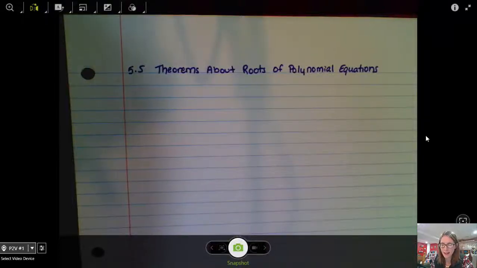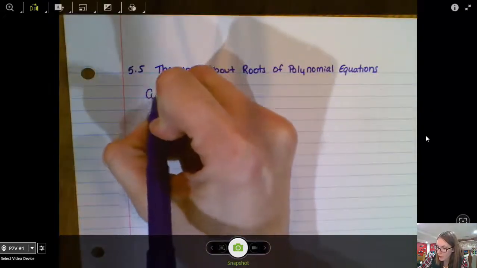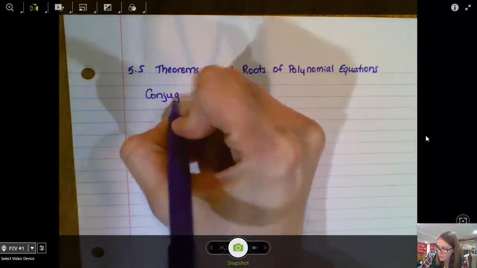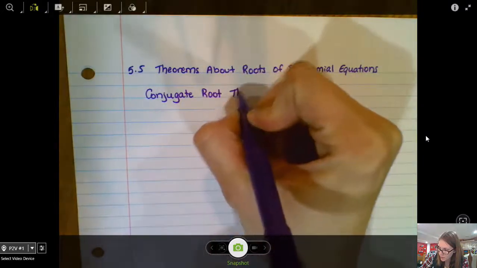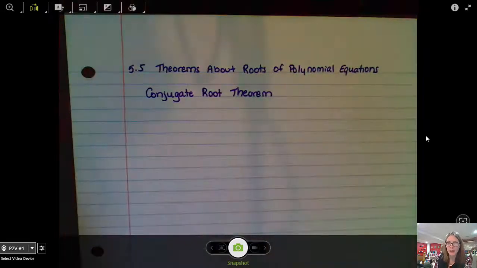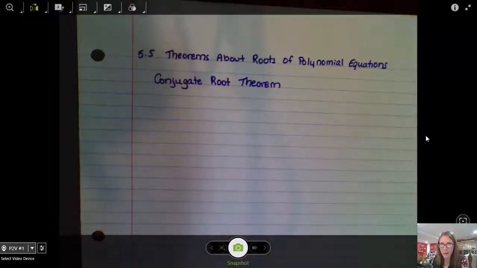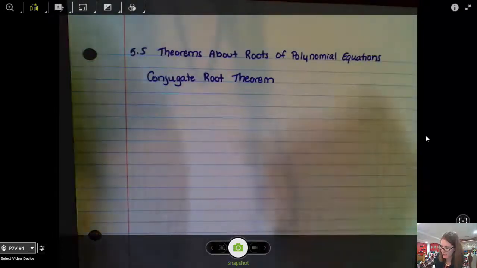All right, we are still working in section 5.5, some theorems about roots of polynomial equations. Now, we already learned about the rational root theorem, but we have two more theorems to learn in this section. The first one is called the conjugate root theorem. And out of our two theorems that you'll see today, the conjugate root theorem is probably the easier of the two.